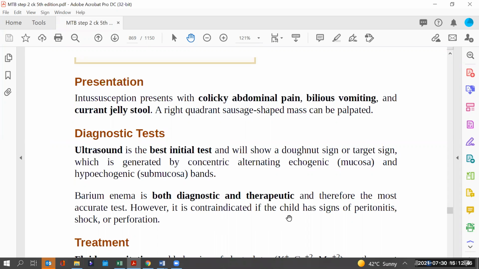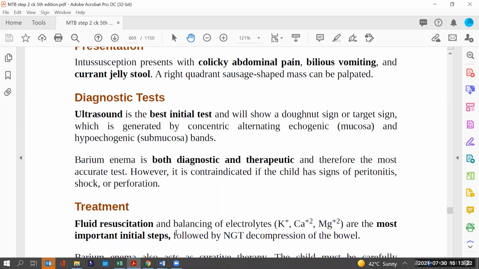However, it is contraindicated if the child has signs of peritonitis, shock, or perforation. Whenever there is perforation, signs of peritonitis, or shock in the baby, we cannot give an enema. There are certain conditions in which we should not introduce something inside the body, because again, it's going to cause pain. If peritonitis is there, the peritoneum is already inflamed, and we cannot introduce something from the anus, because for barium enema you have to give the enema retrograde, and that can cause more pain to the patient. That's why we should avoid this condition.